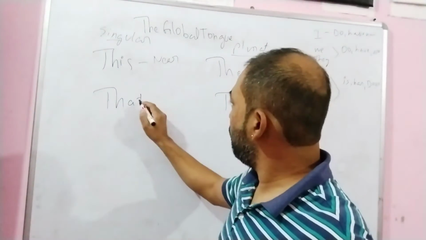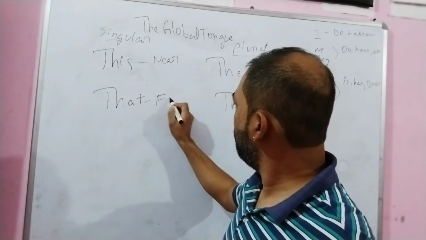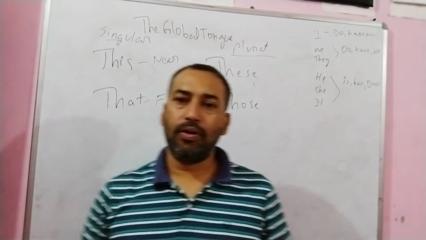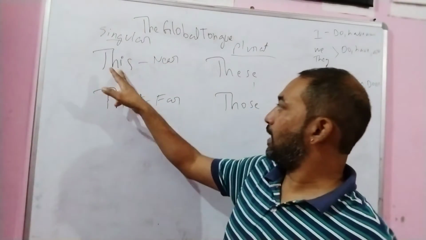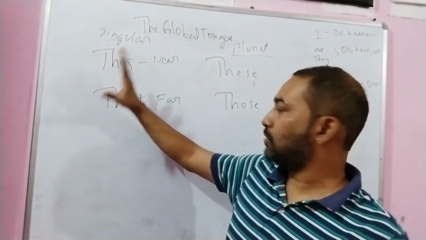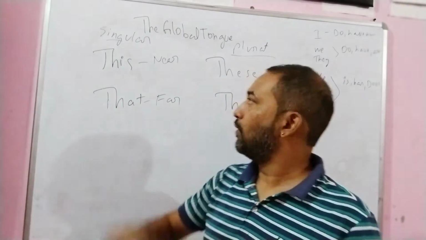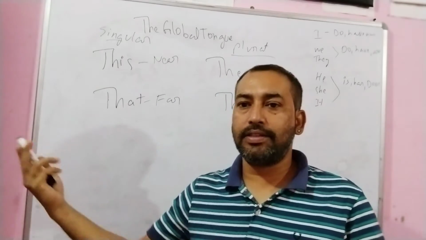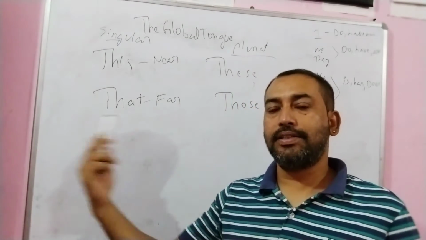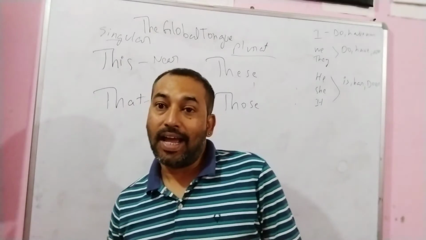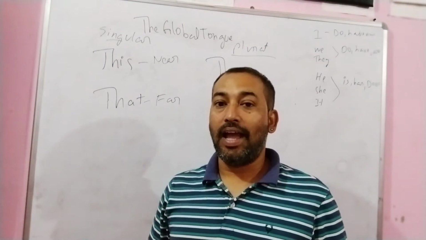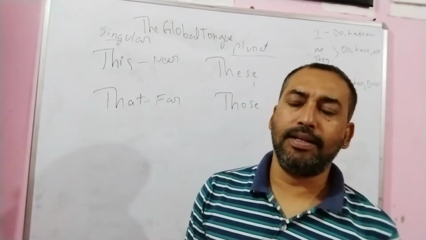Now about that. Whenever, and make sure that this is used only for a single item. When something is single and near your reach, you use this. So this is my marker, this is my phone, or this is a phone. And where do you use that? That is for, again, a single item, and which is a little far from us, right?